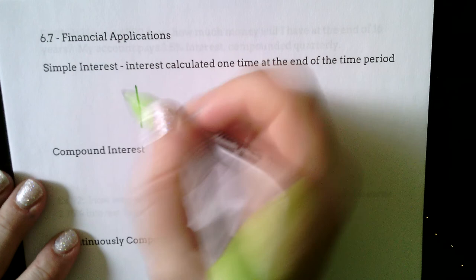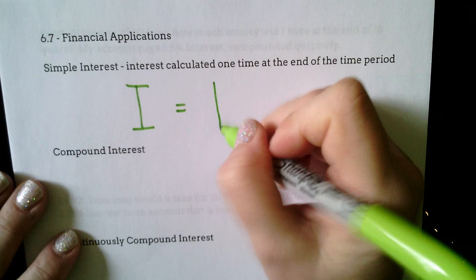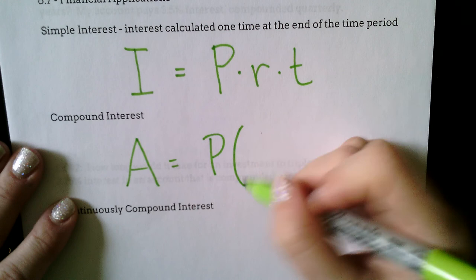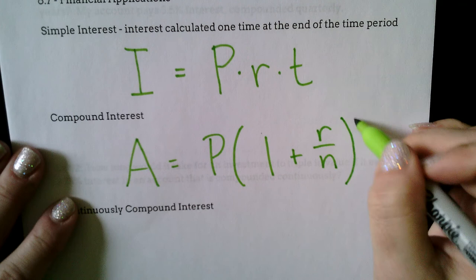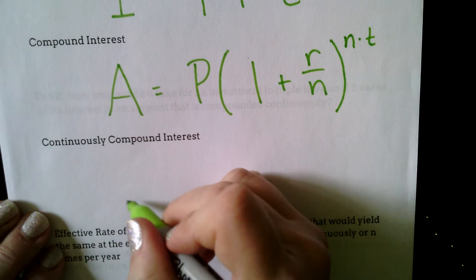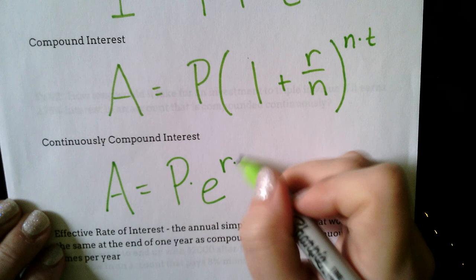So for simple interest, I is going to equal P times R times T. Compound interest, we have A equals P times (1 plus R divided by N) raised to the power of N times T. Continuously compound interest, A equals P times E to the R times T.